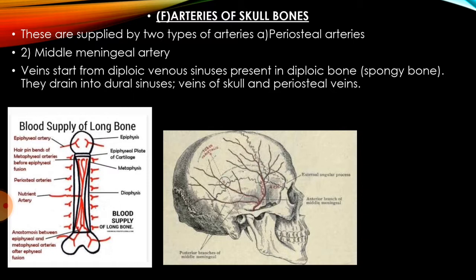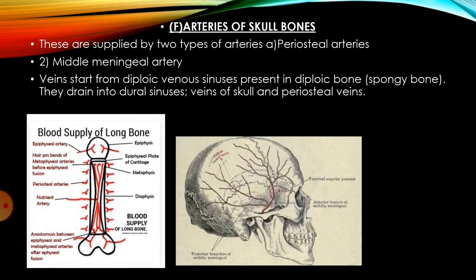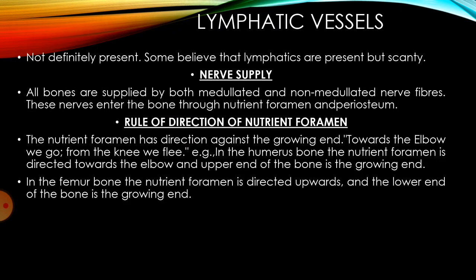So I hope you probably remember the venous supply of the skull and brain. Next is the lymphatic vessels of a long bone. So the lymphatic vessels are not definitely present, but they are present in a small number, and they will be present in the periosteal layer.